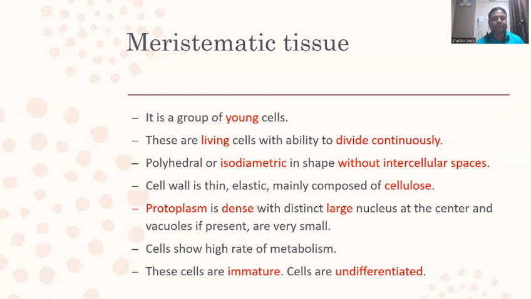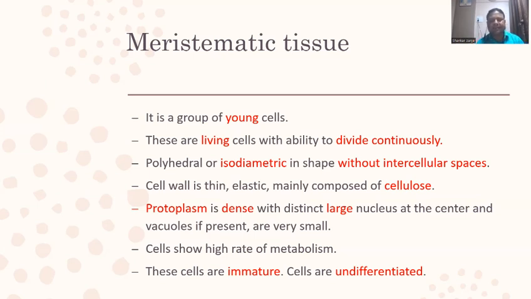They are compactly packed. Cell wall is thin, elastic, and mainly made up of cellulose. Within the cell, the protoplasm is very dense with a distinct large nucleus, and at the center nucleus is present. Vacuoles are generally absent, and if they are present, they are very small. Cells show high rate of metabolism. They divide and redivide constantly, hence they have a high rate of metabolism.